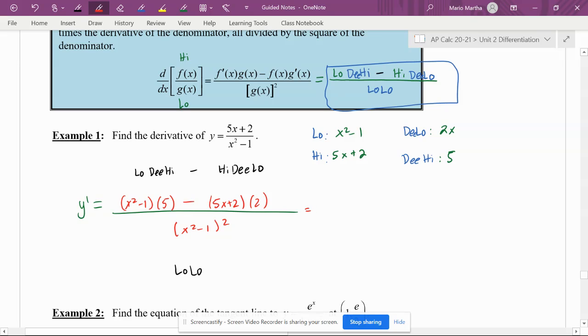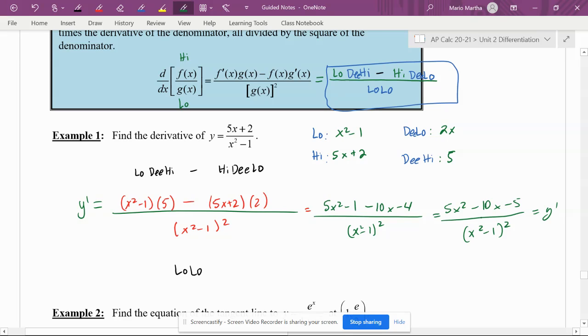And then here, simplify as much as you guys can. When we do that, we're going to get 5 times x squared minus 1, and then minus 10x plus 4, and then everything divided by x squared minus 1 quantity squared. If you simplify one more time, you're going to get 5x squared minus 10x minus 5 all over x squared minus 1 quantity squared. And that pretty much is your final y prime.